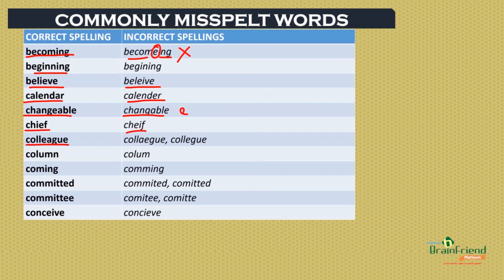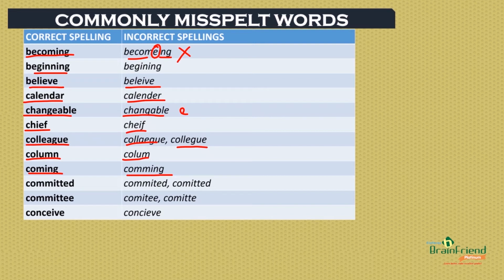Next, we have colleague, spelled C-O-L-L-E-A-G-U-E. It's wrongly spelled as C-O-L-L-A-E-G-U-E or C-O-L-L-E-G-U-E. Next, we have the word colon, spelled as C-O-L-O-N, but wrongly spelled as C-O-L-U-M. Next, we have the word coming. Coming is spelled C-O-M-I-N-G, but it's wrongly spelled as C-O-M-M-I-N-G.